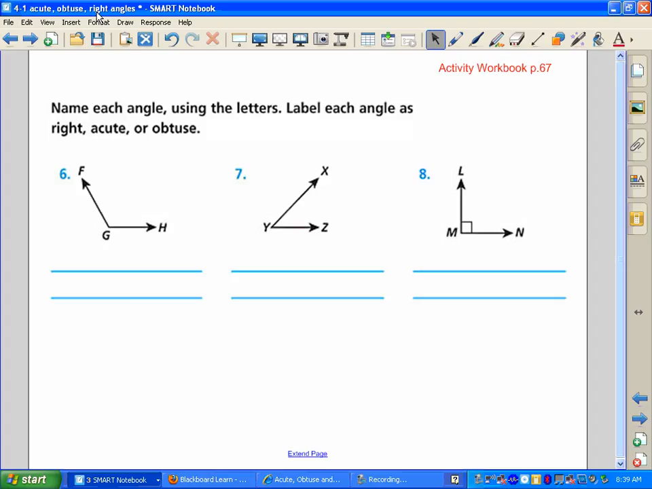Let's name the angles first. So in your workbook, what angle do I have on number 6? Obtuse. It is big. It's bigger than 90 degrees. So we have an obtuse angle. Okay, so what would 7 be? Acute. It is less than 90 degrees. It is so small. Look at it. It is an acute angle.